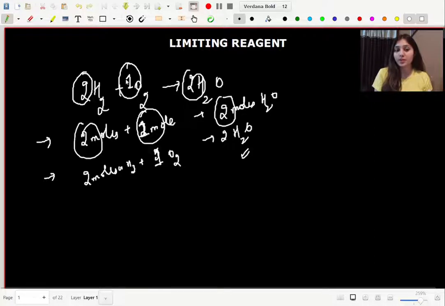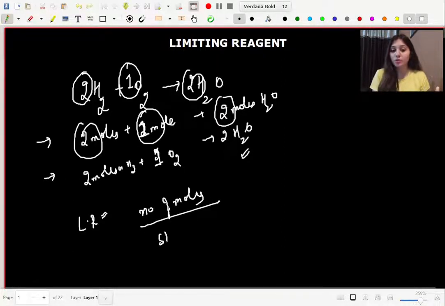If there's nothing, it's 1, right? And this is the most important aspect of limiting reagent. Okay, now how do we calculate the limiting reagent? The formula for limiting reagent is very simply the number of moles divided by your stoichiometry. Okay, this is the formula for limiting reagent.